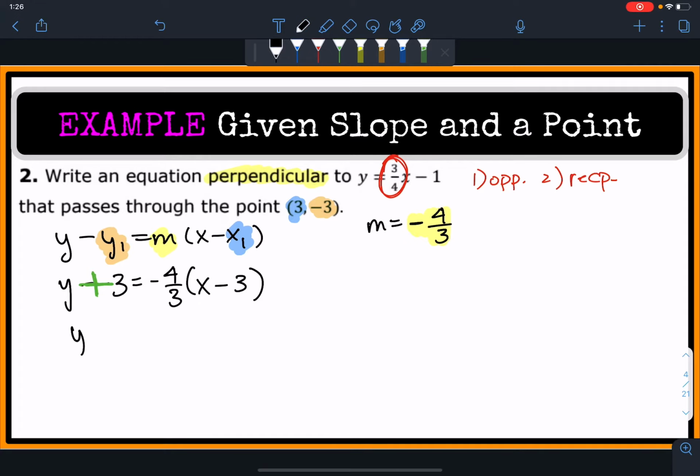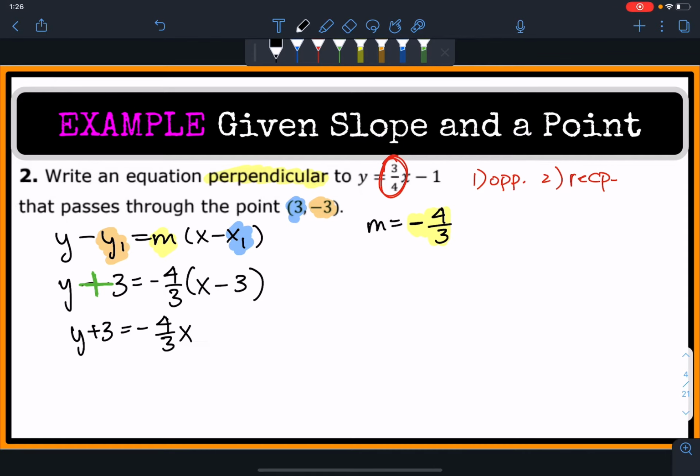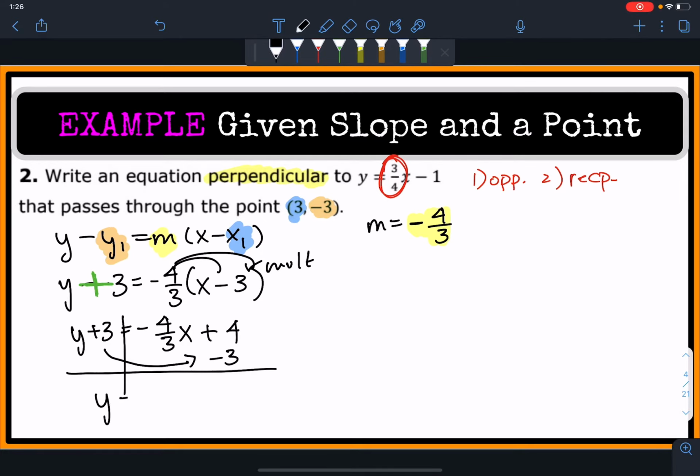So y plus 3 is equal to -4/3 x, and multiplying again, this is multiplication, do not forget to multiply that second number. That's going to equal +4. Subtracting the 3 from both sides, or in very simple terms, moving the 3 to the other side, making it minus, we get that y is equal to -4/3 x plus 1.